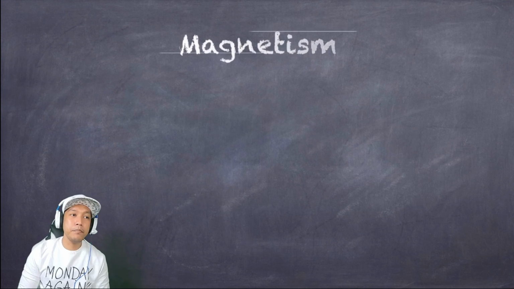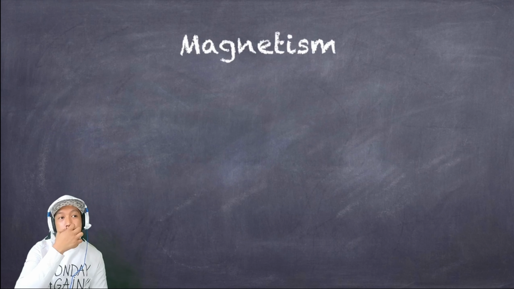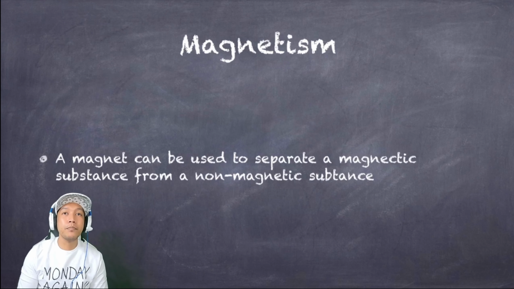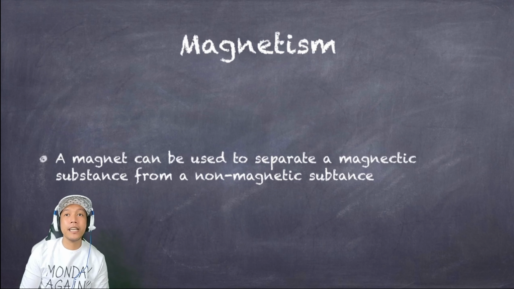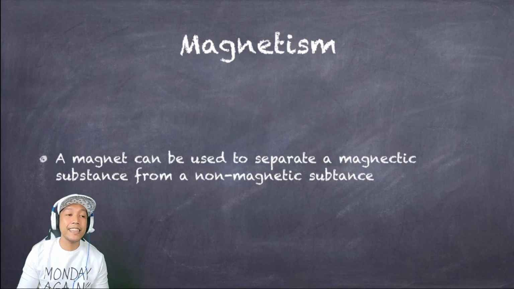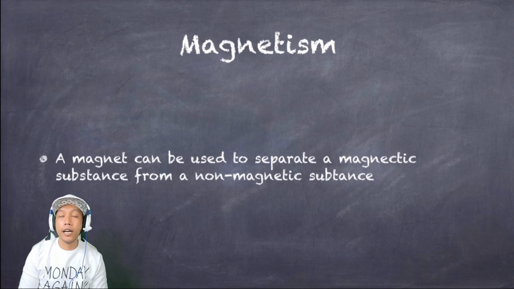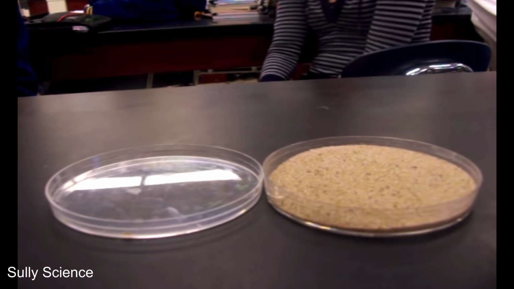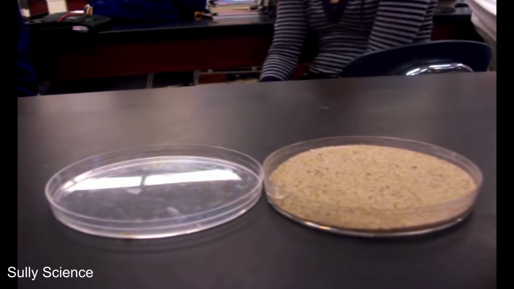So, magnetism, like it says, magnet. So, you use a magnet to separate magnetic substance from non-magnetic substance. Alright? So, gagamit ka ng magnet para i-separate mo yung non-magnetic substance from a magnetic substance. So, for example, meron kang iron filings, so mix siya with sand.